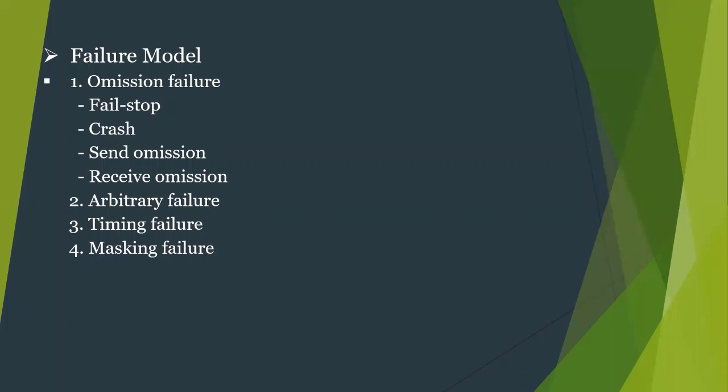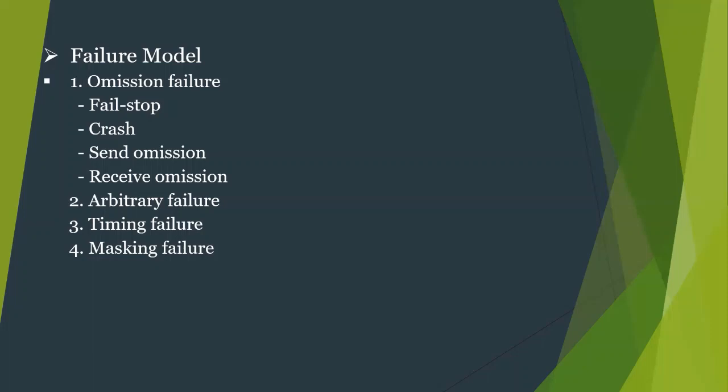Fail stop, crash, and send and receive omission affect the process. So what is fail stop? The process halts and remains halted, and other processes may detect this state. What is crash? The process halts and remains halted, but other processes may not be able to detect this state. So in fail stop, other processes may detect this state, while in crash, other processes may not be able to detect this state.